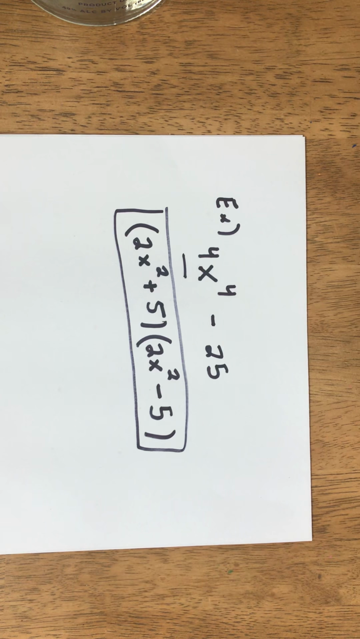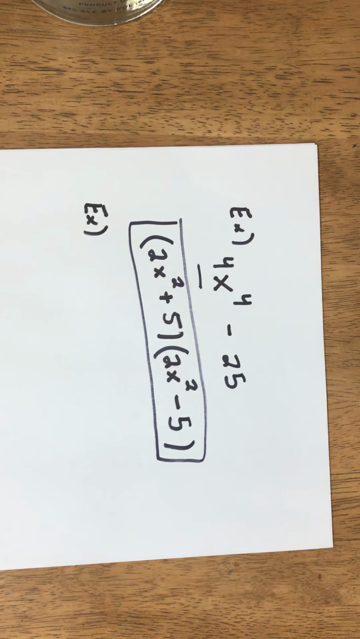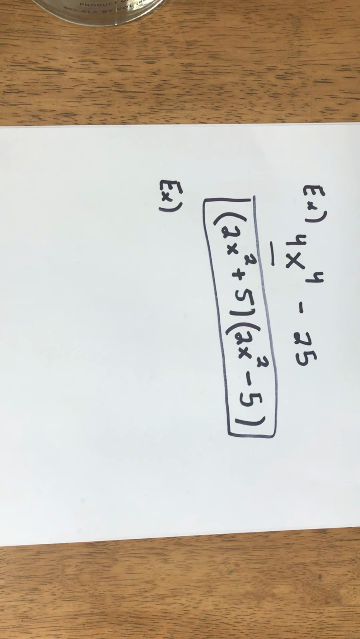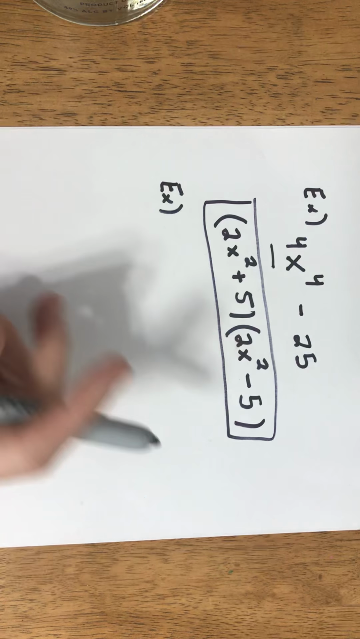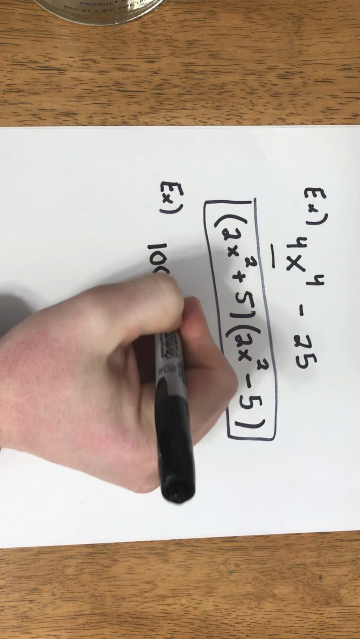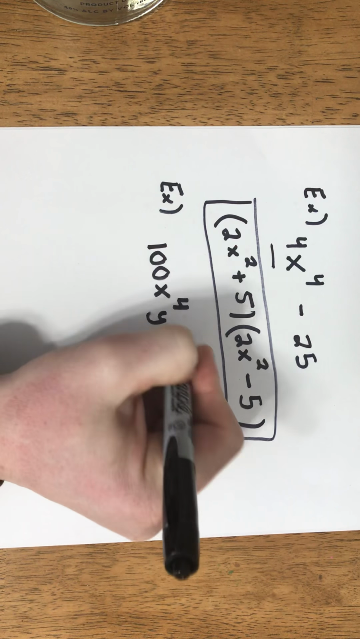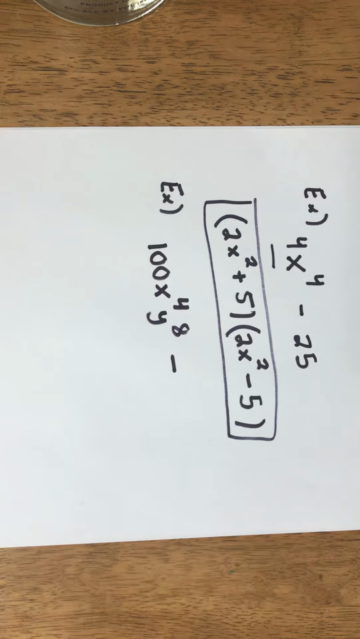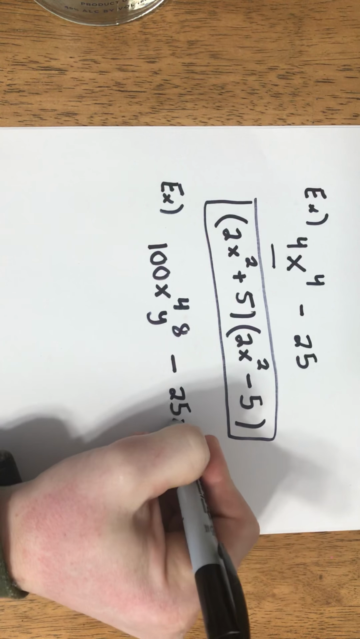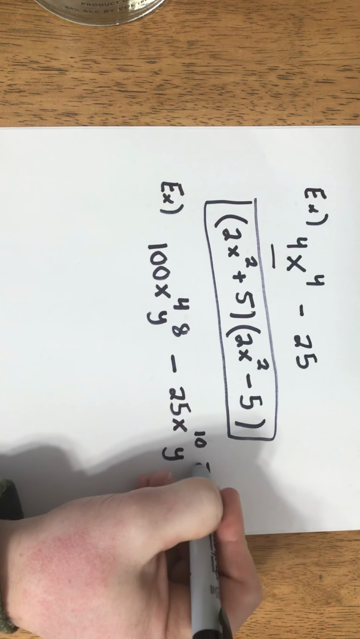All right, let me just give you one more example, and then I'm going to give you a challenging one. Sorry, this video is going to be a little bit longer than our previous ones. So another one we could do would be something like 100x to the 4th y to the 8th minus 25x to the 10th y squared.